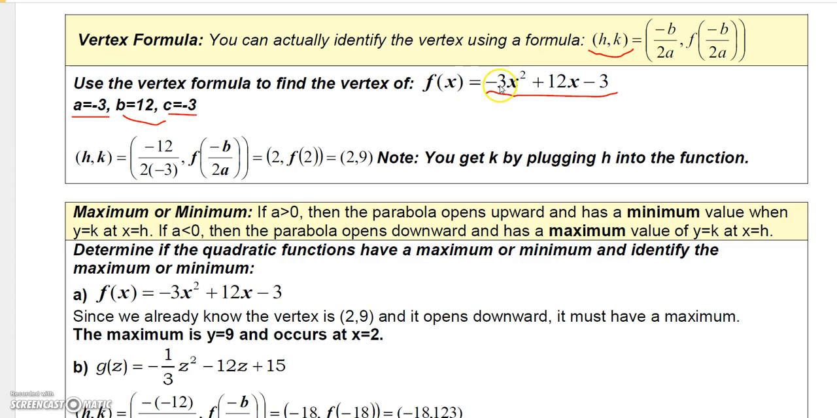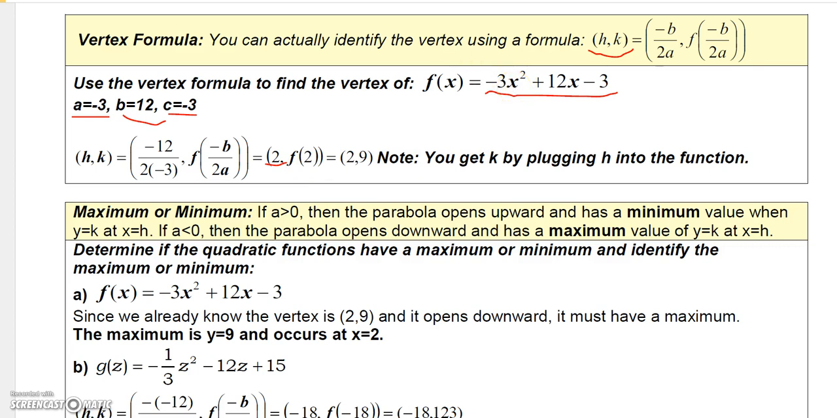So all I have to do is say, okay, I want to do minus b, so b is 12, so minus b would be minus 12, and then I divide that by 2 times negative 3. That's the 2 times a. Now minus 12 divided by negative 6 is just 2. So the x value of the vertex is 2. And all I have to do to find the y value is plug this 2 back into this function.